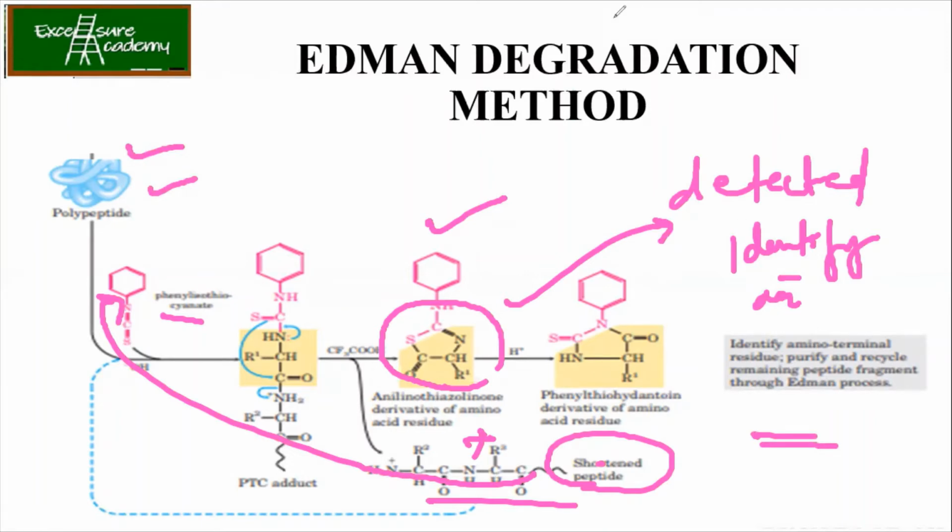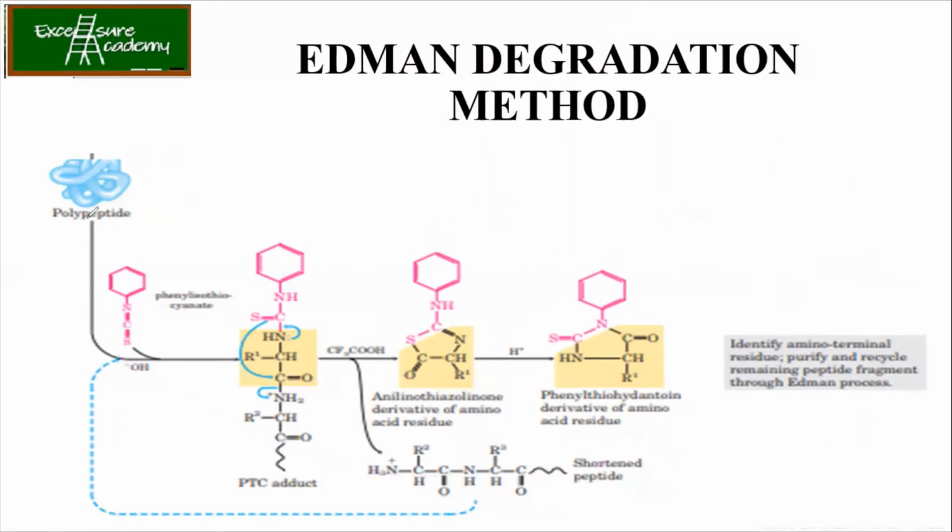Is it clear? I repeat. So the polypeptide chain is there. Then you add your phenyl isothiocyanate chemical. Then what you are going to get is the adduct. Now with the help of the trifluoroacetic acid, what happens? The bond is broken over here. Okay. So you get your shortened peptide as well as the anilino-thiazolone component.